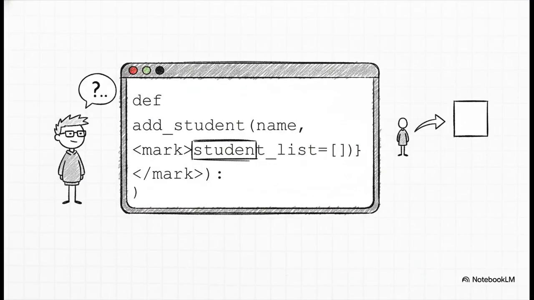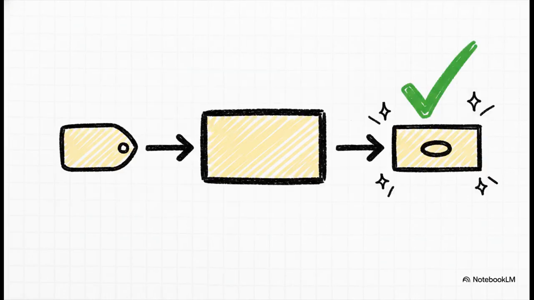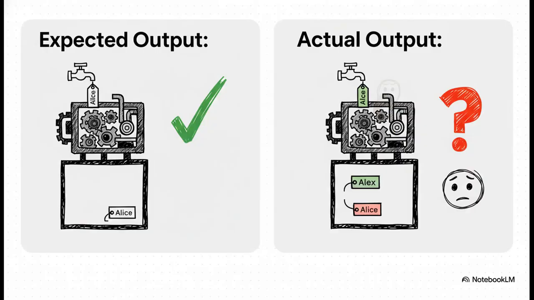He wrote this simple function, right? All it does is add a student's name to a list. He runs it the first time with Alex, and yep, works perfectly. No problem here. But then he calls it again, and wait, Alex is still there. Why wasn't the list empty?